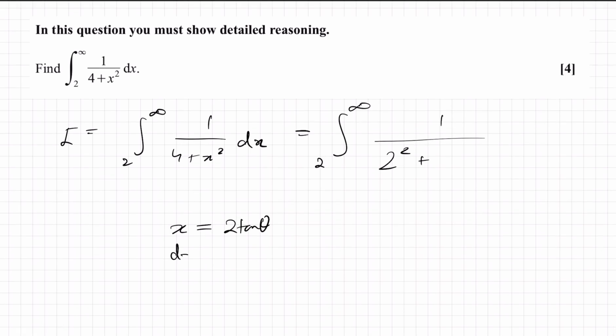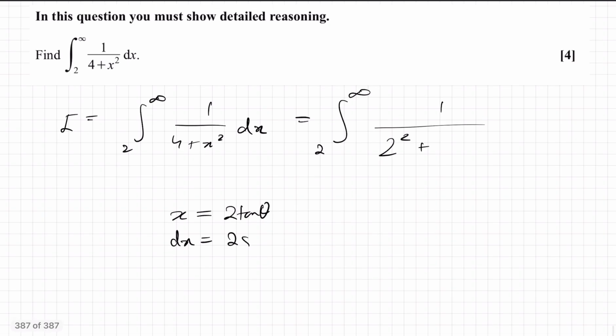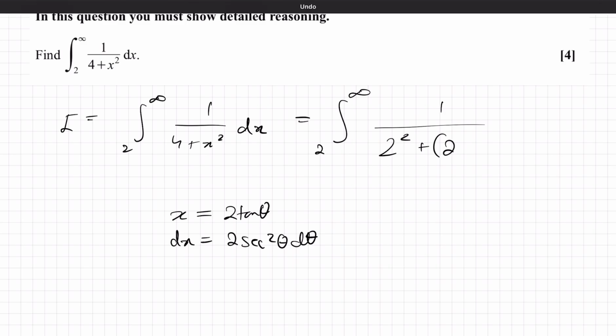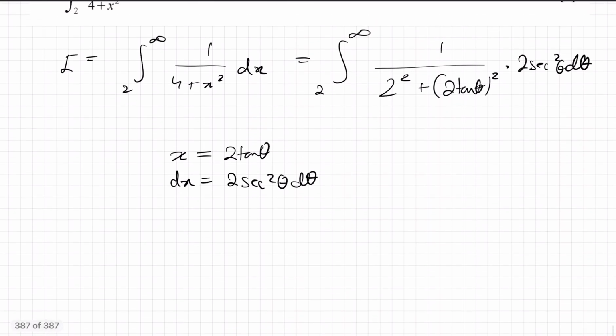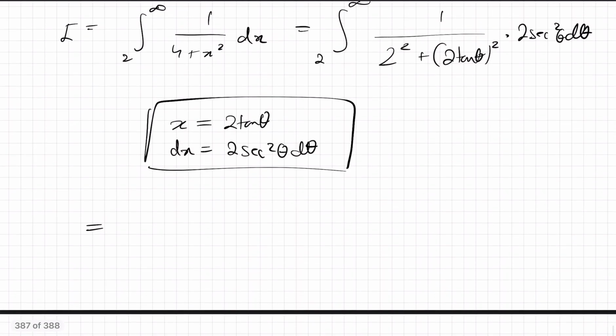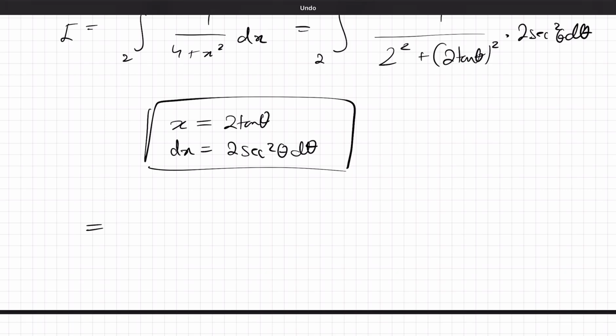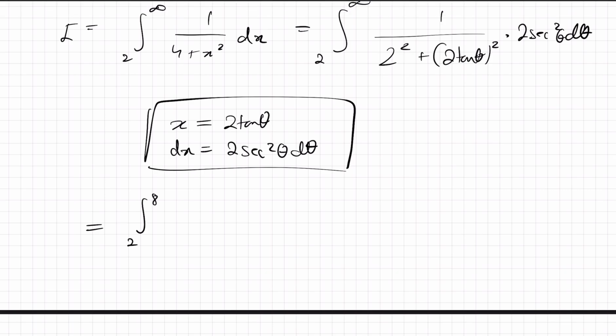There we go. So then our differential is going to become 2, and then the derivative of tan is secant squared theta d theta. So this 2 squared becomes, if we put everything in here, 2 tan theta squared multiplied by 2 secant squared theta d theta. Now we'll just carry on here. I'll put this in a box. I'm going to factor out the 4 from the front, and we'll leave it over here.